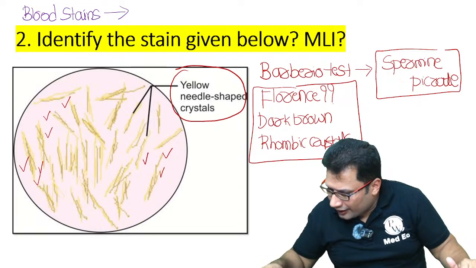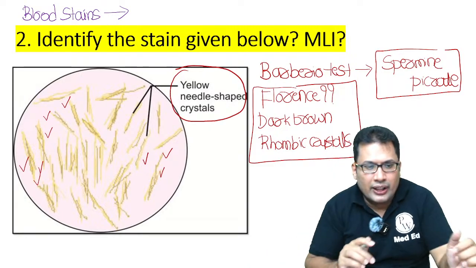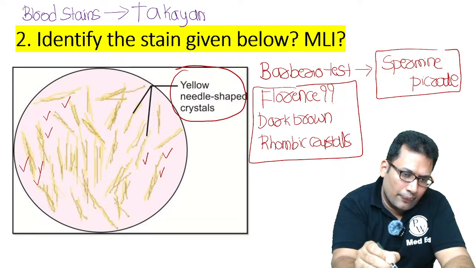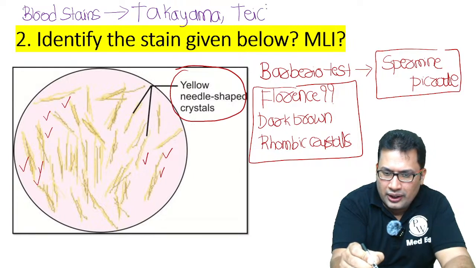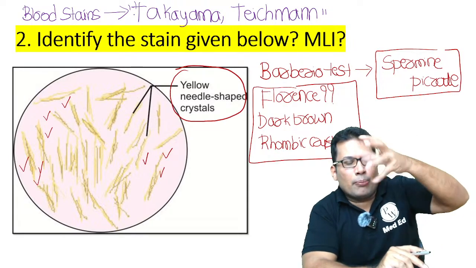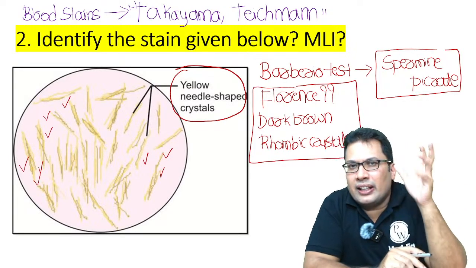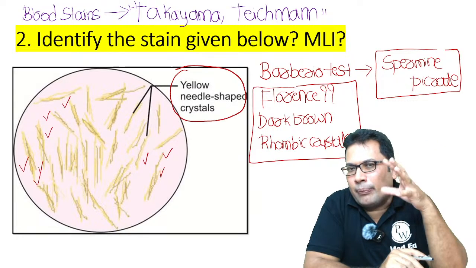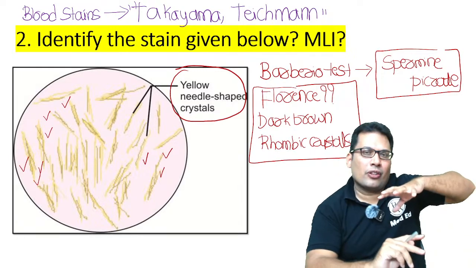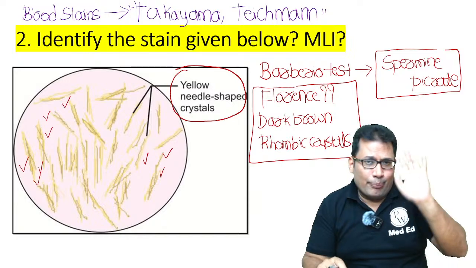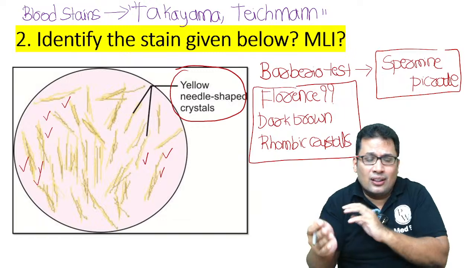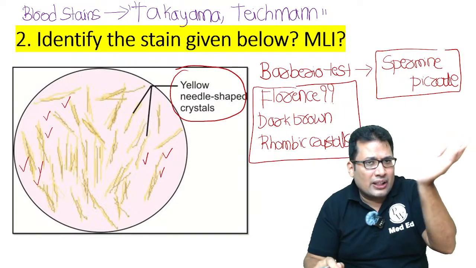Yes, Teichmann and Takayama, very good. Good answer. Teichmann and Takayama. Remember Takayama, I remember Mama. Takayama, Mama: pink feathery crystals. Teichmann: brown rhombic crystals. So very commonly asked in the exam. Try to understand: for seminal stain, we use multiple tests, Barberio, Florence, acid phosphatase, Walker test and all. For blood stain confirmatory we use Takayama test and Teichmann test.